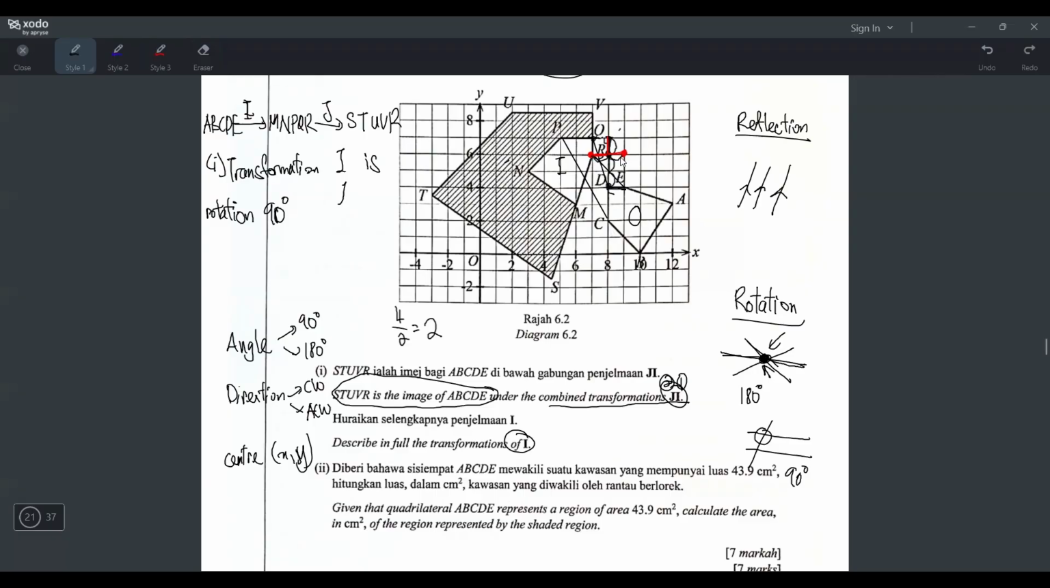1, 2, 3, 4, right? 1, 2, 3, 4. And if you take 4 divide 2, you will get 2, right? And if you count 2, it's this point, right? But do you realize this point, if you draw from 90-degree, because just now I taught you, right?